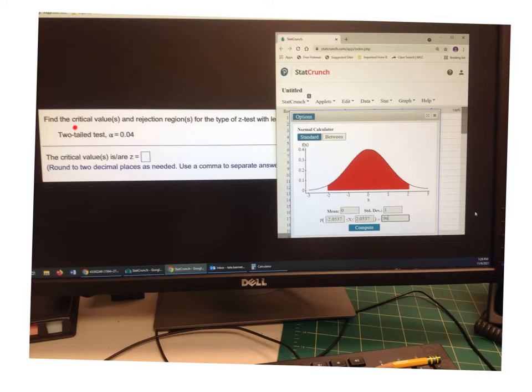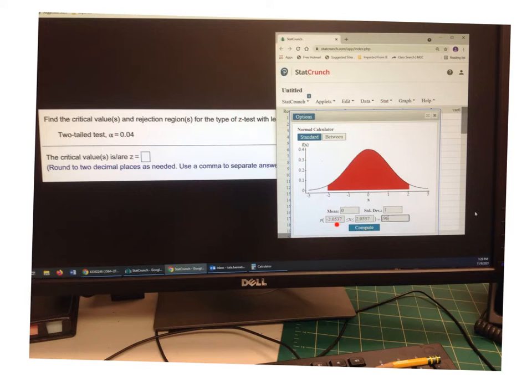Since we're doing two-tailed, I clicked on Between. You leave the mean as 0 and the standard deviation as 1. Notice that what's in red is the complement of this area. The total area under the curve is 1, so we need to do 1 minus 0.04, and enter 0.96 here.